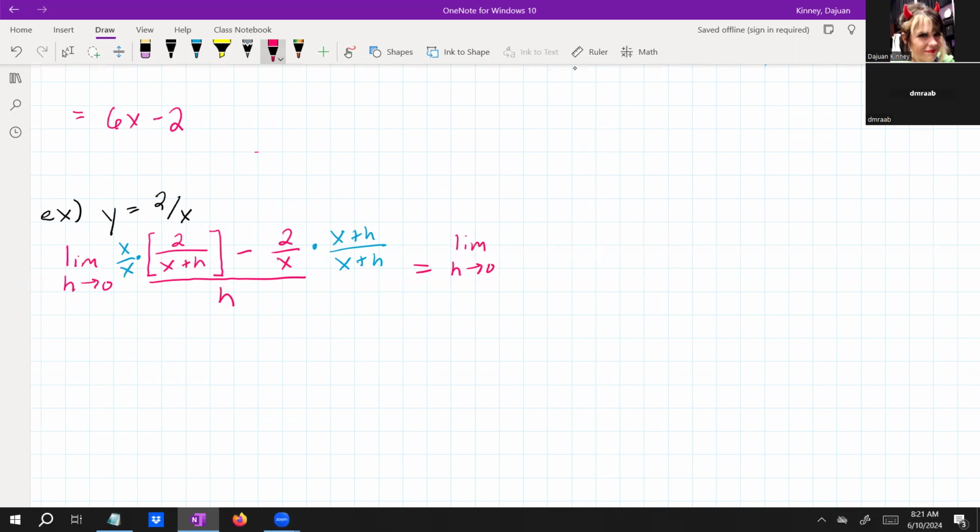Okay, so on top, 2x over x times x plus h minus, I'm going to distribute this because I know I'm going to need that, 2 times x plus 2h over x times x plus h. Oh, I tried to write a 4. There we go, saved it. All over h. You're making it really hard to write, Moby.